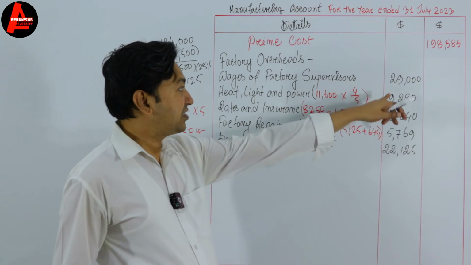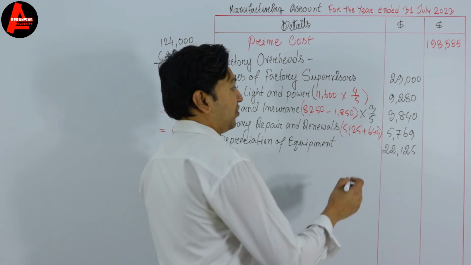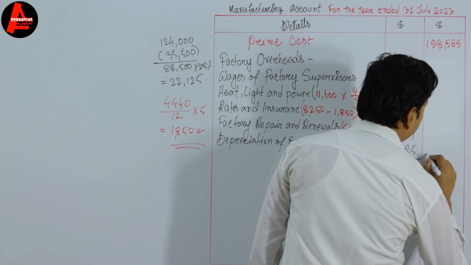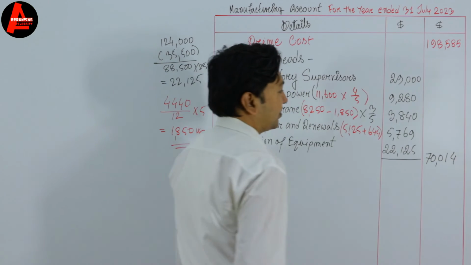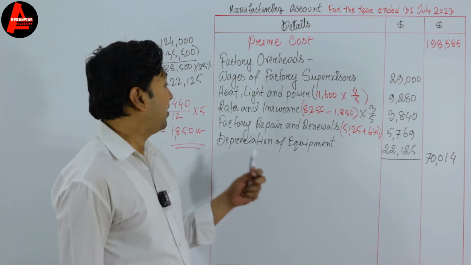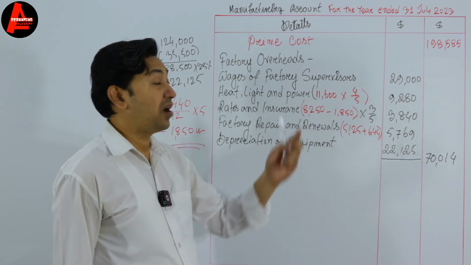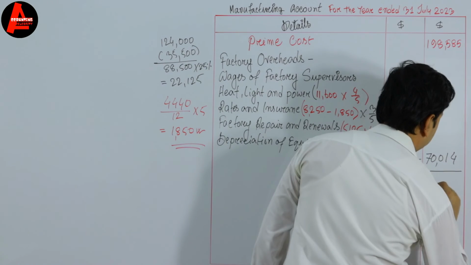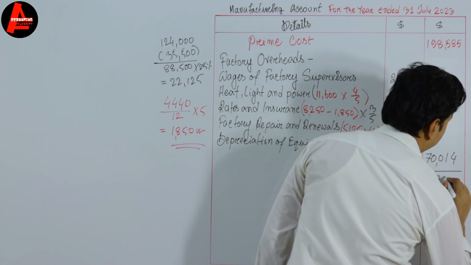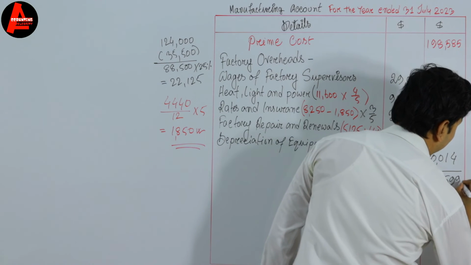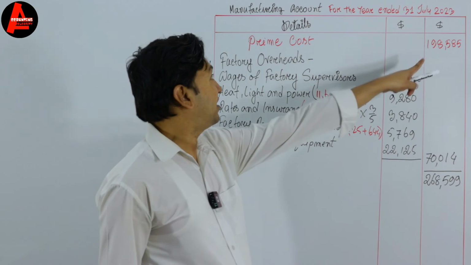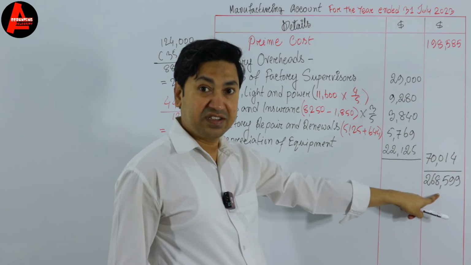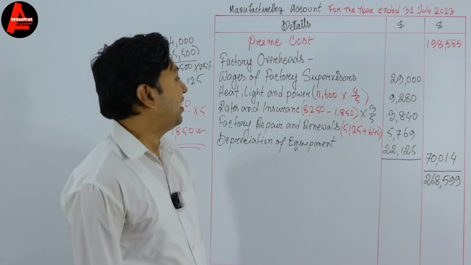Now we will add all these amounts. So what do you get if we add all this? We get here $70,014. Okay. Good. Now we will add this factory overhead to the prime cost. So here we get 268,599. Okay. So this is factory prime cost plus factory overhead. We got this total amount here. Okay. Now what to do?